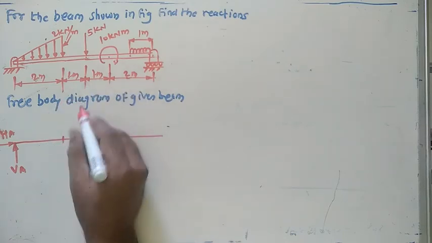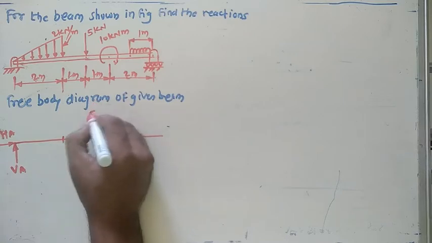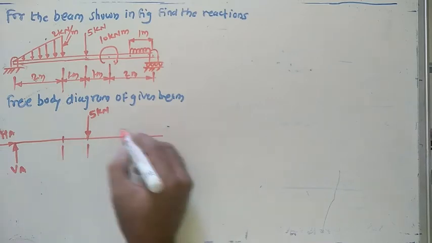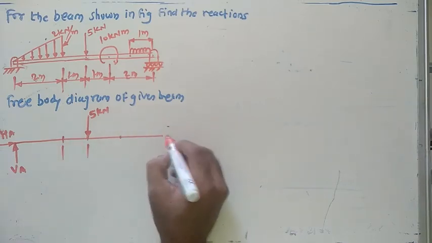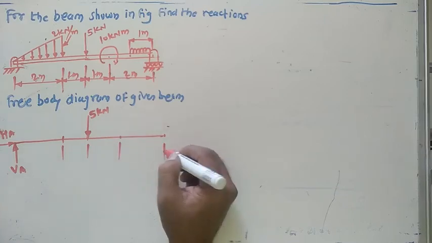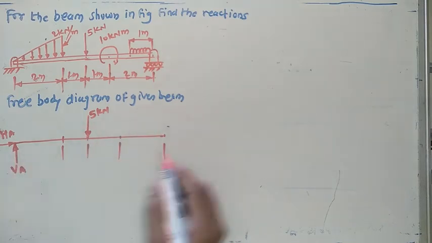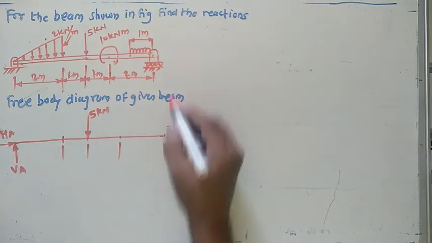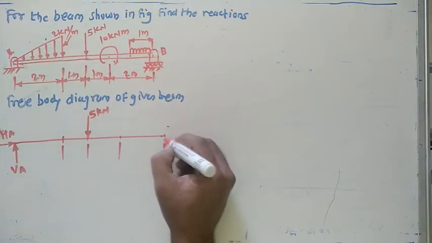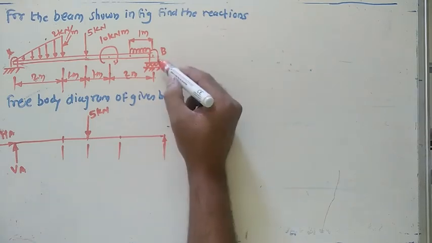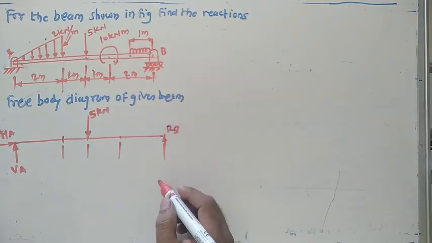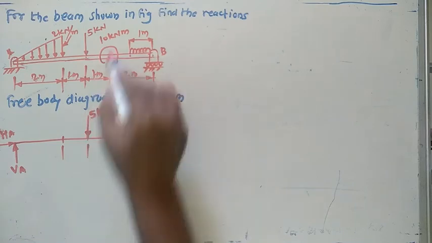Then there is a point load at a distance of 5 meters. Here the A point is on one side and the B point is here. In the case of a roller support, there is a single reaction, RB. Now here we have the point load. Apart from this one, what about this one?